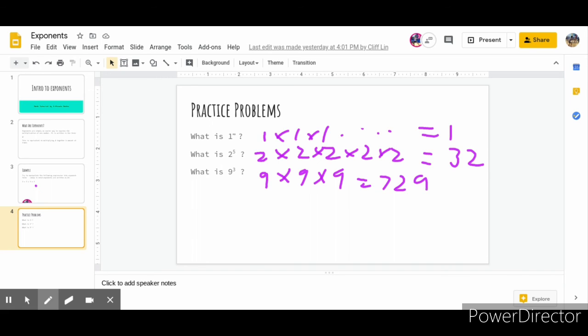There are more complicated parts to exponents, but we're going to make that in a separate video, so watch out for that one. And yeah, that's it for today.